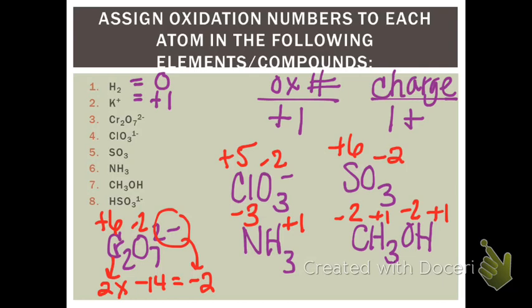Then the last one, HSO3 minus. Again, start with what you know. You know the O is -2. You know the H is +1. That gives you -6, and +1 is -5. And you need it to total to -1. So to do that, the S would have to be +4.